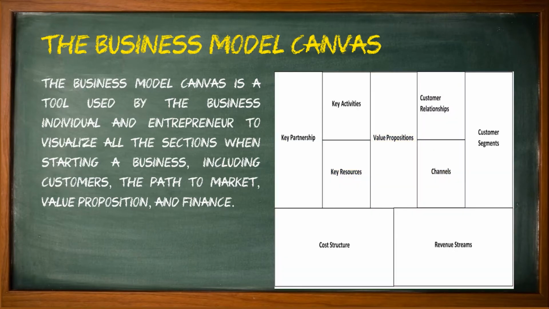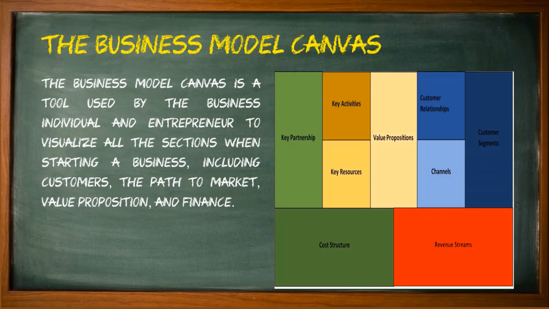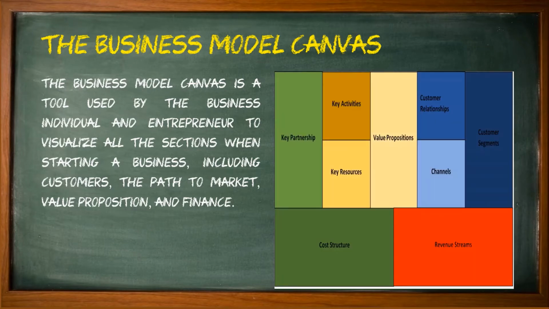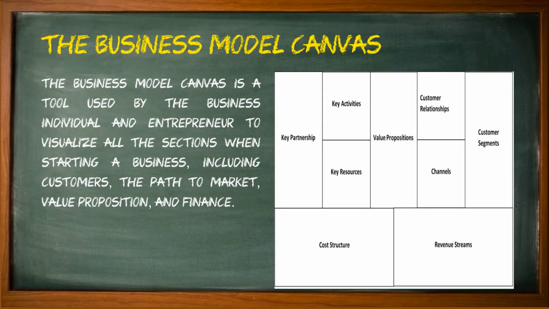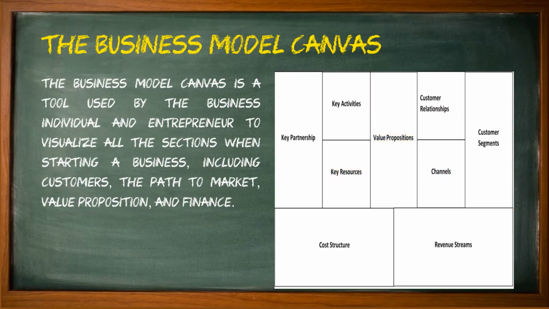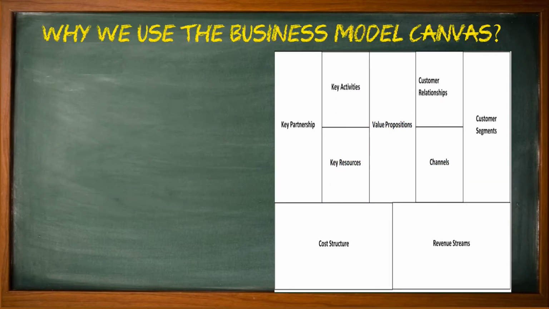The right side of the business model canvas focuses on the customer or the external factors, and the left side of the canvas focuses on the business or the internal. The external and internal factors connect in the value proposition, which is the exchange of value between the business and the customer. Why do we use the business model canvas?